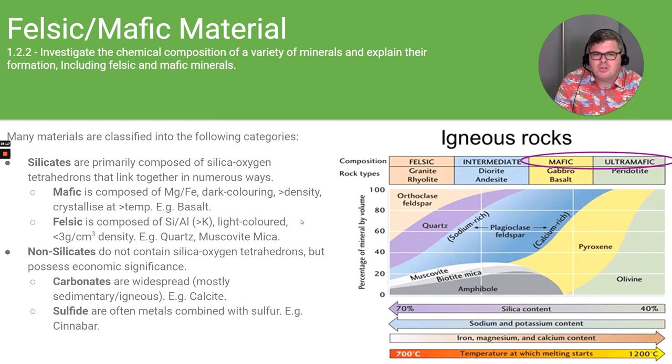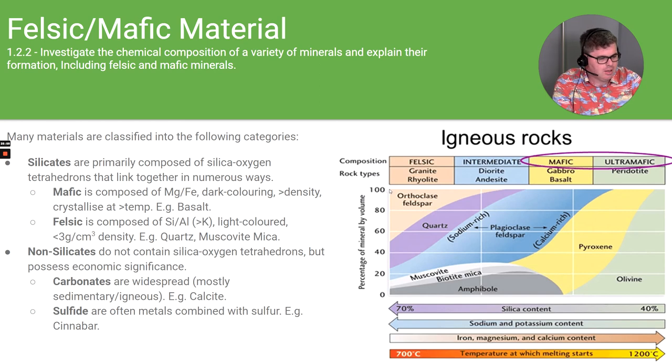Non-silicates do not possess this silica oxygen tetrahedron, but instead they might have economic significance, so they might be worth a lot of money. For instance, carbonates that are very widely spread, they're mostly sedimentary and igneous. For instance, calcite, you might know it as chalk. Sulfides are often bonded to metals, so it might have a metal bonded with a sulfide ion, for instance, cinnabar. Very useful material. In fact, it was worth more than gold at some points in human history because it contained mercury, which was used to help shape clothing or make thermometers or poison people.